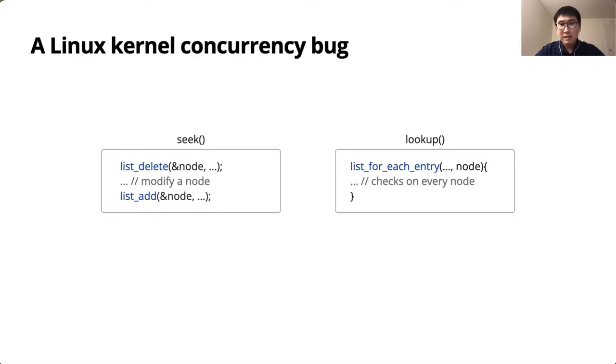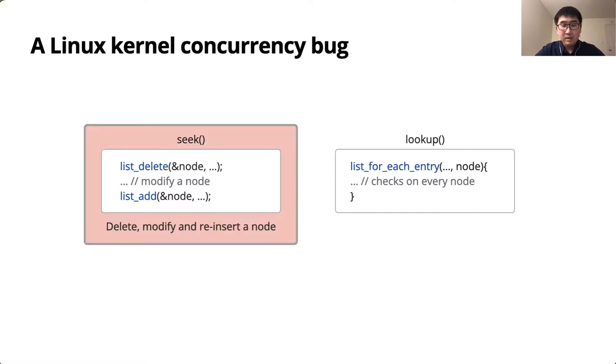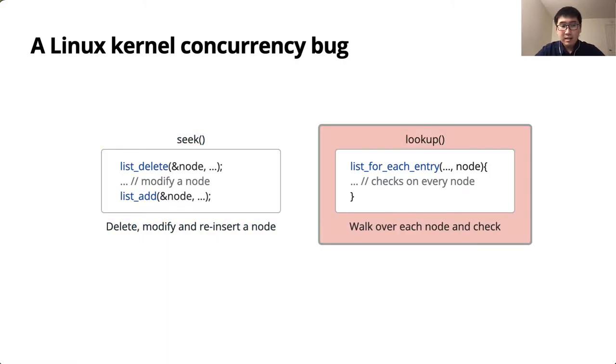Here is a real-world example of a kernel concurrency bug. This bug was found in the Linux configfs file system, and it is triggered when two different kernel threads concurrently invoke a seek and a lookup operation. Specifically, on the left side, the seek operation will first delete an element from a shared list, modify that element, and finally insert a new element back into the list. On the right side, the lookup operation would simply go over every element in the shared list and perform a few checks.